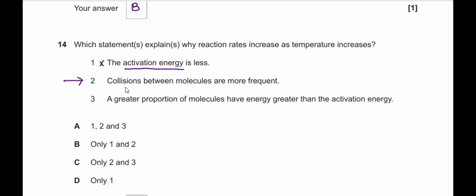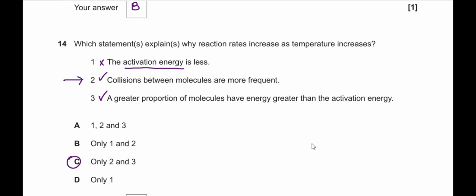Second statement, collisions between molecules are more frequent. That's correct. When temperature increases, the collisions between molecules become more frequent because they acquire more energy. Third one, a greater proportion of molecules have energy greater than the activation energy. That's also correct. When the temperature increases, more molecules acquire energy levels that are equal to the activation energy. Therefore, options containing 2 and 3 are the correct one. So C. Mark C.